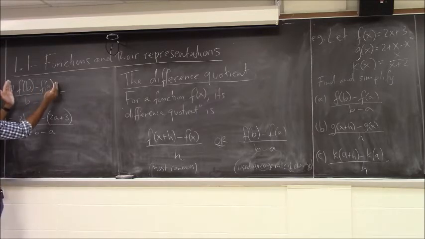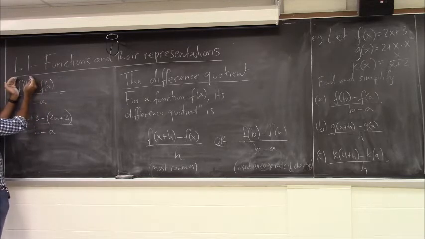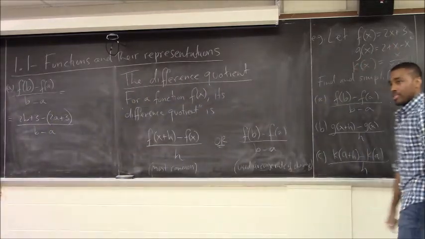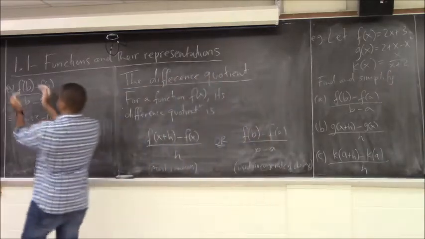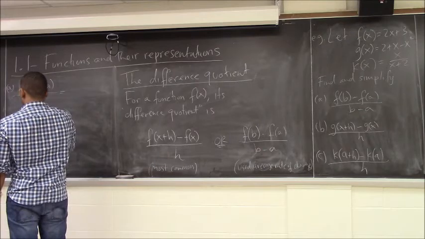You see this huge expression, don't get daunted, just take one piece at a time. First find f of b. And what is f of b? Well, it means I go to f, and everywhere I see an x, I put a b. So first I find f of b, write it down. That's f of b right here.